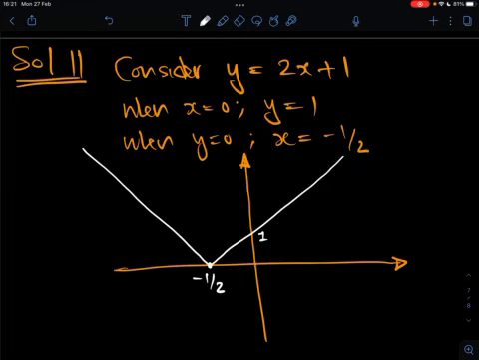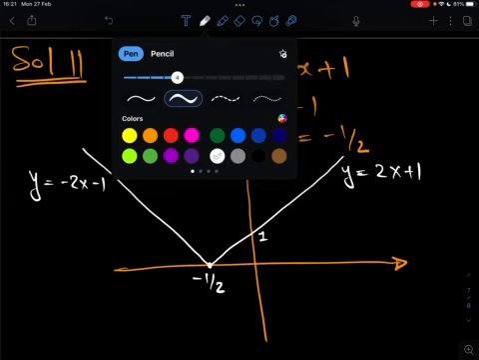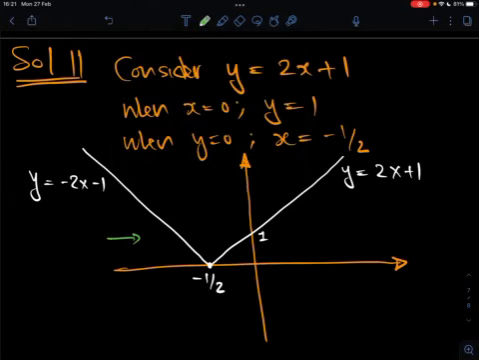Then I label. The left-hand side is the unreflected portion. Since it's the unreflected portion, I get 2x + 1. And for the reflected portion, I get -2x - 1. But remember, the overall graph that we have just plotted in this region is simply y equals the absolute value of 2x + 1. This is what we've just plotted here.